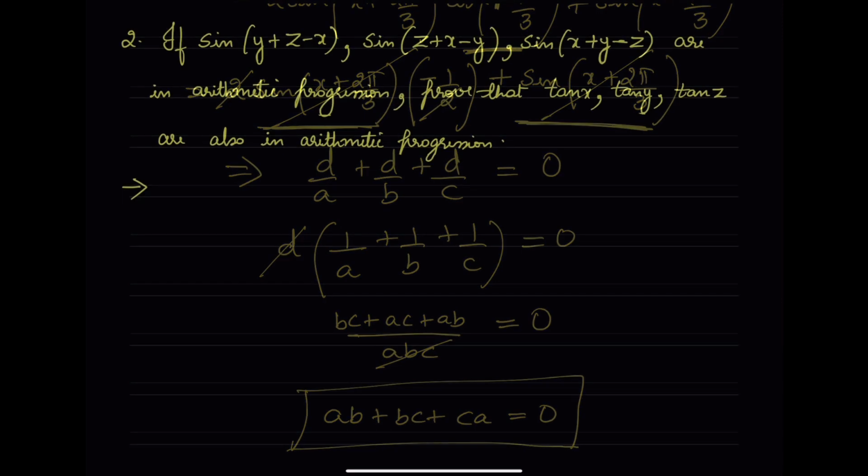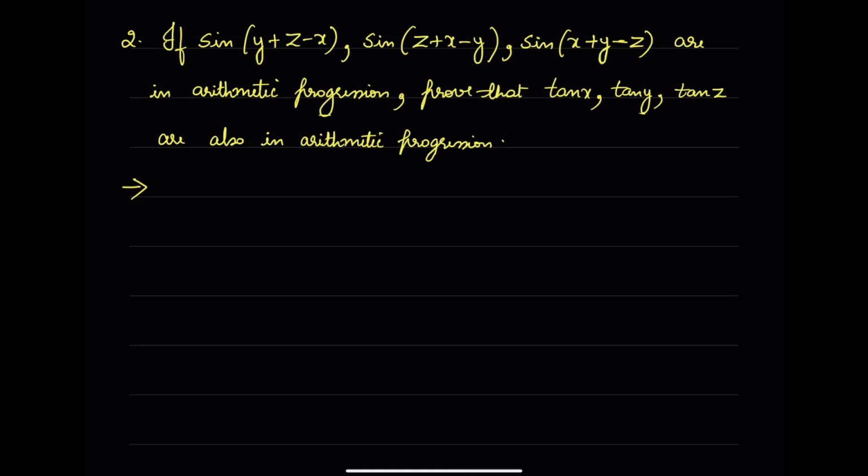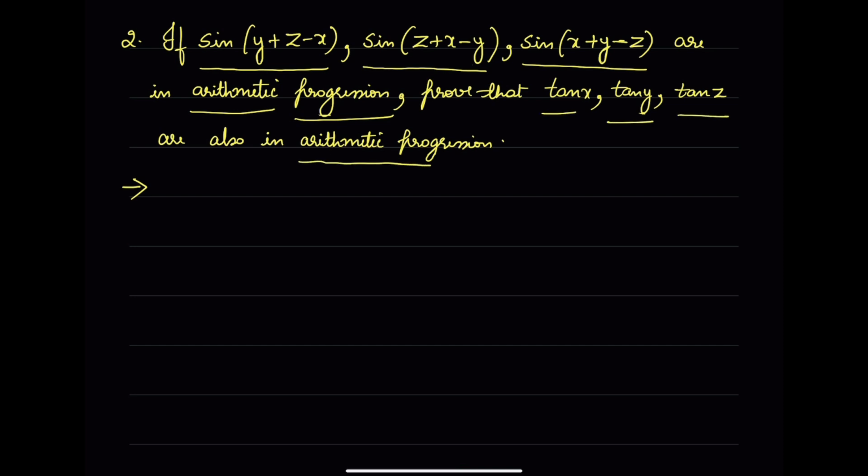Let's try the second one. In the second question, the information given to us is sine of y plus z minus x and sine of z plus x minus y and sine of x plus y minus z. These three are in arithmetic progression. So using this information, we have to prove that tan x, tan y and tan z, these three are also in arithmetic progression. Now let's understand the basics of arithmetic progression.